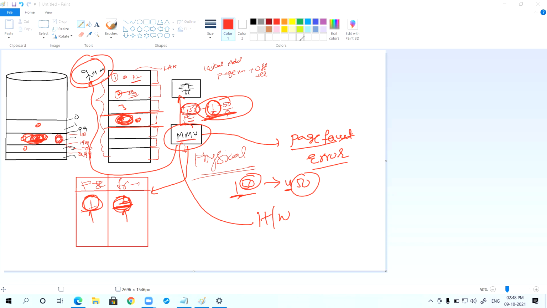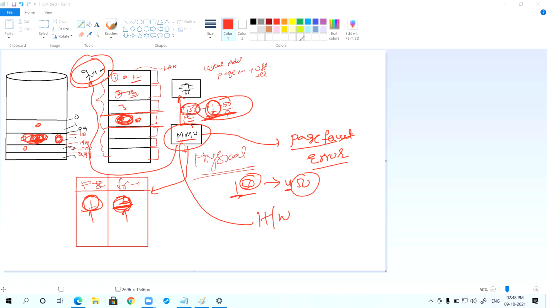Once the page table is updated, what does the MMU need to do? The MMU needs to check the updated page table. It needs to decide which frame the page came into. According to that, it calculates the physical address and gives it to the CPU. Is that point clear? This is how things happen nowadays.